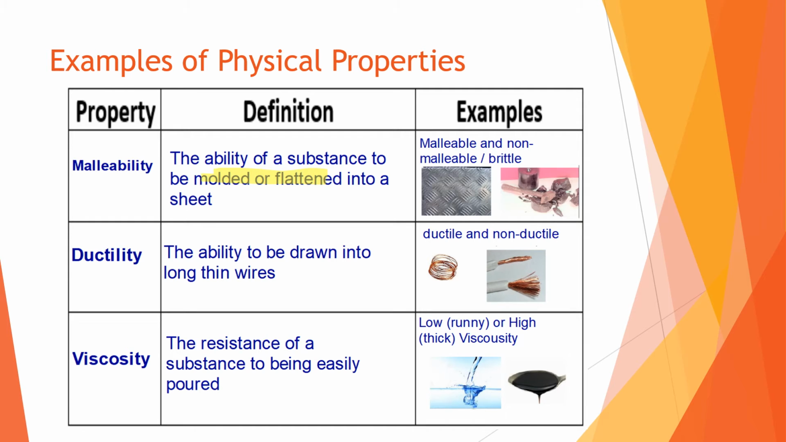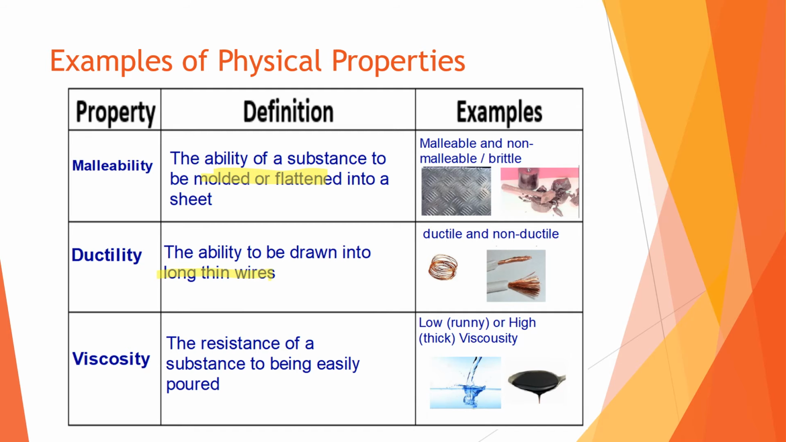Okay. Ductility, the ability to be drawn into long, thin wires. So you're either going to have a substance that's ductile or non-ductile. Something that can be drawn into long, thin wires would be considered ductile. So a good example of that are metals. Metals tend to easily be pulled into long wires, specifically copper. Copper is a good example of something that is ductile.